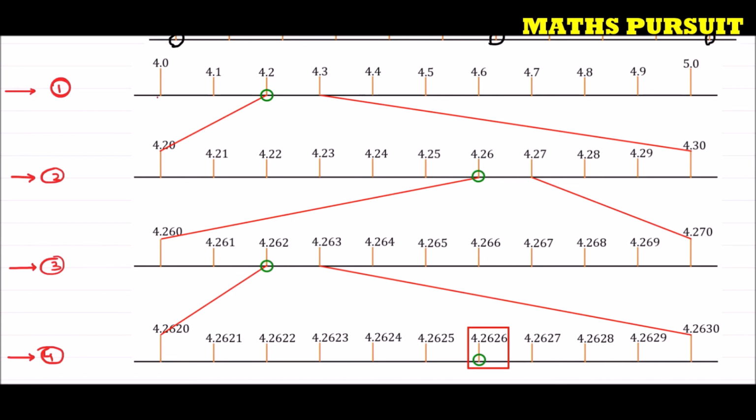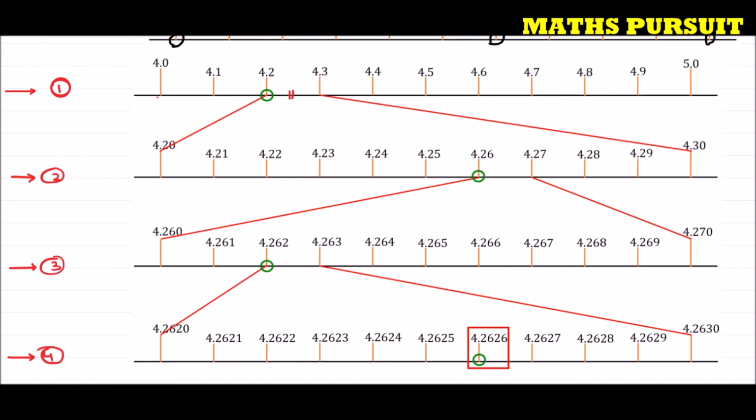Similarly, from 4.2 our next number is 4.26. So 4.26 will come somewhere between 4.2 and 4.3. This is what we have tried to show in our second number line. 4.26 falls in between 4.20 and 4.30. Just look at the rounded green point. This is 4.26.